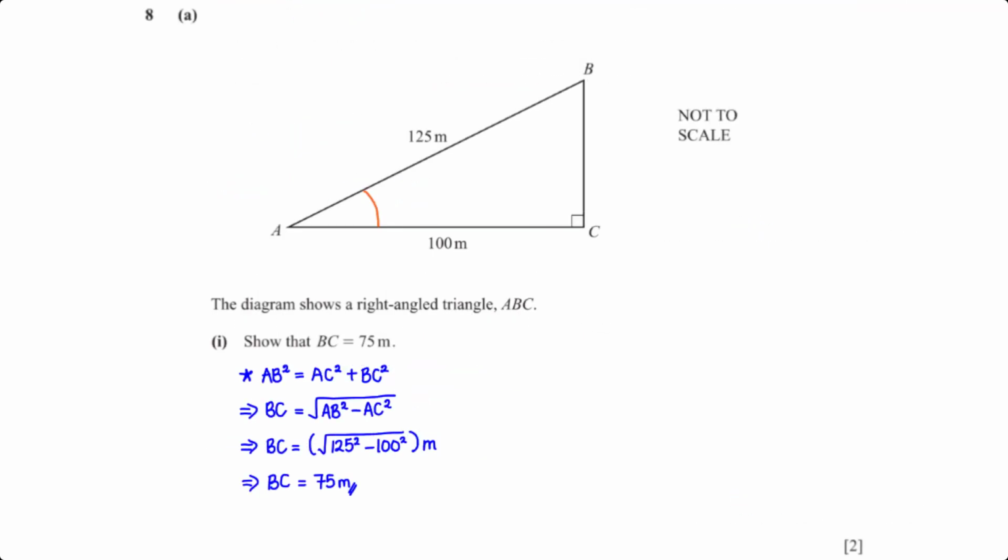The diagram shows a right-angled triangle ABC. Show that BC equals 75 meters. To get the length of BC, we apply the Pythagoras theorem. This gives us AB squared equals AC squared plus BC squared. When we make BC the subject, we get square root of AB squared minus AC squared. AB is 125 meters and AC is 100 meters. When we type this into the calculator, we get 75 meters.